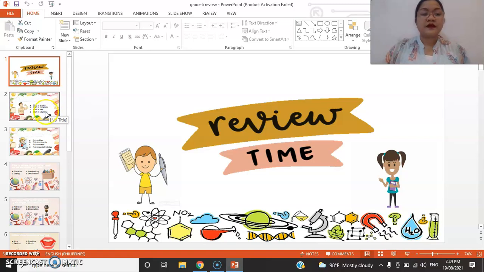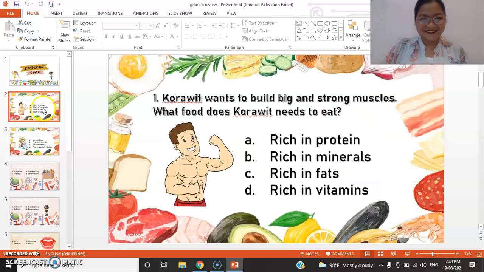So number one, Korawit wants to build big and strong muscles. What food does Korawit need to eat? Again, when we need strong and big muscles, what nutrients do we need?